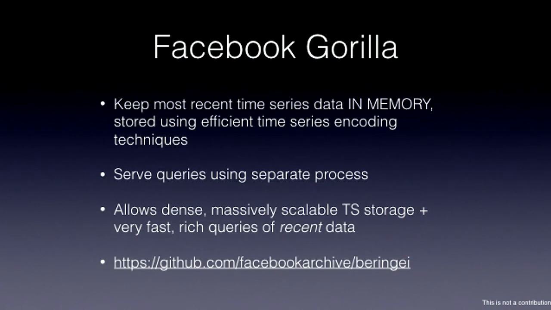About 3 years ago, Facebook came up with a landmark paper called the Gorilla Paper. And they took a new approach to solving this problem. What they said was, most people are really interested in recent data. So what we're going to do at Facebook is keep this data in memory. And we're going to use very efficient encoding techniques to fit as much stuff in memory as possible so that I can basically answer a lot of complicated queries very quickly using this in-memory data.